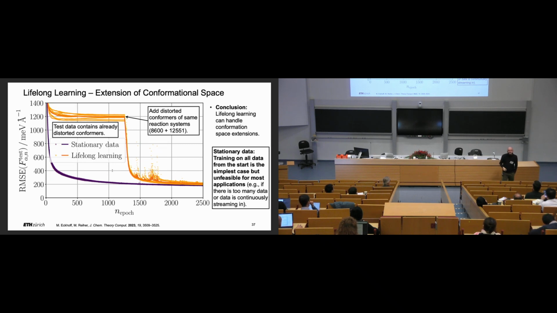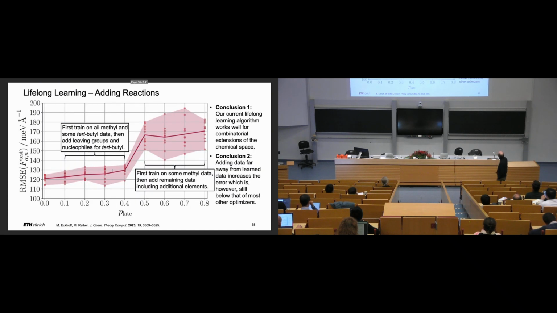So apparently this idea is working for rolling data coming in. We can do that also with a twist on the chemical perspective, where we have some data that refers to specific structures in our reaction data, and then we include other data subsequently, and that also works.